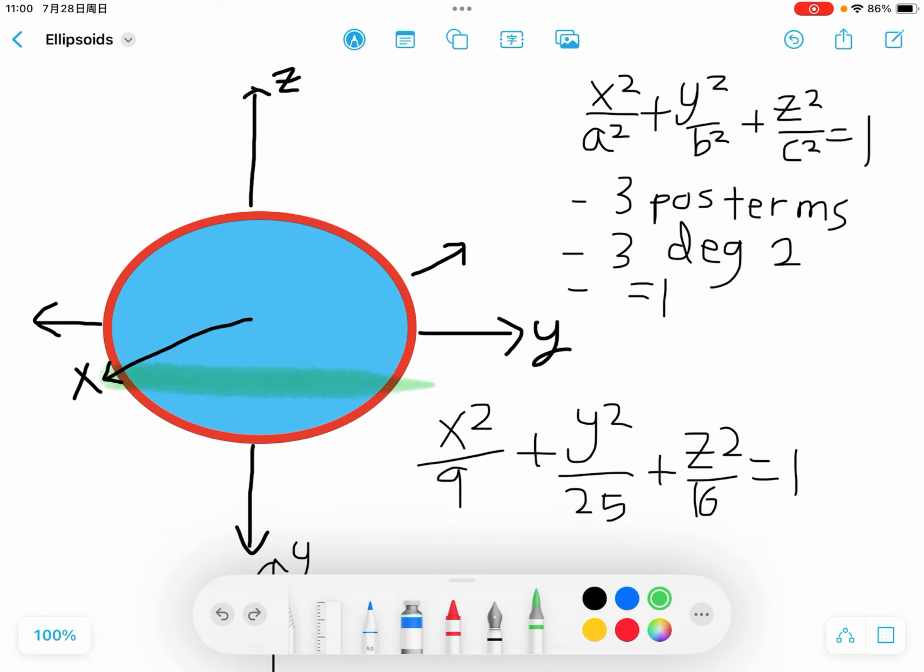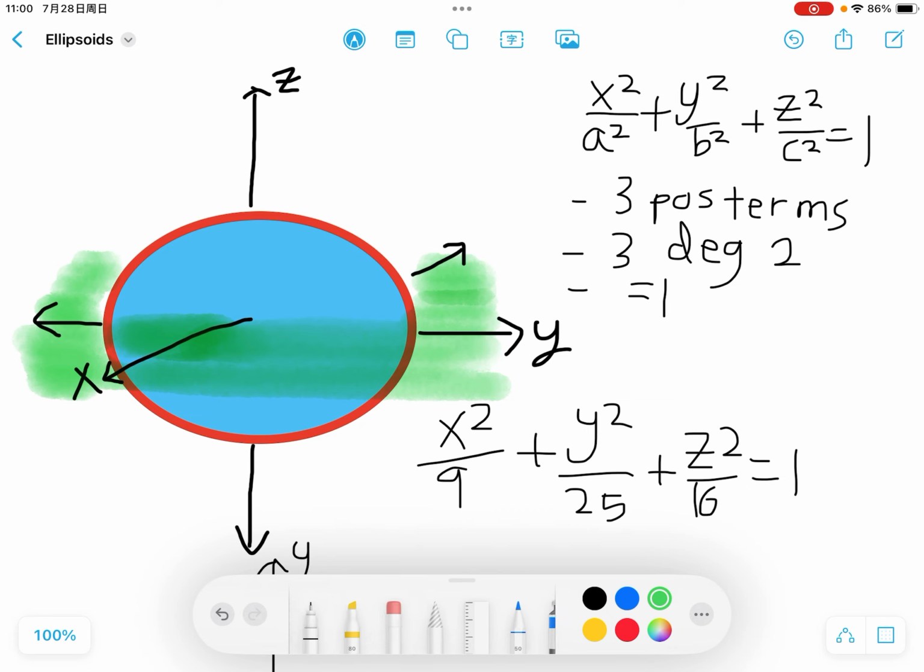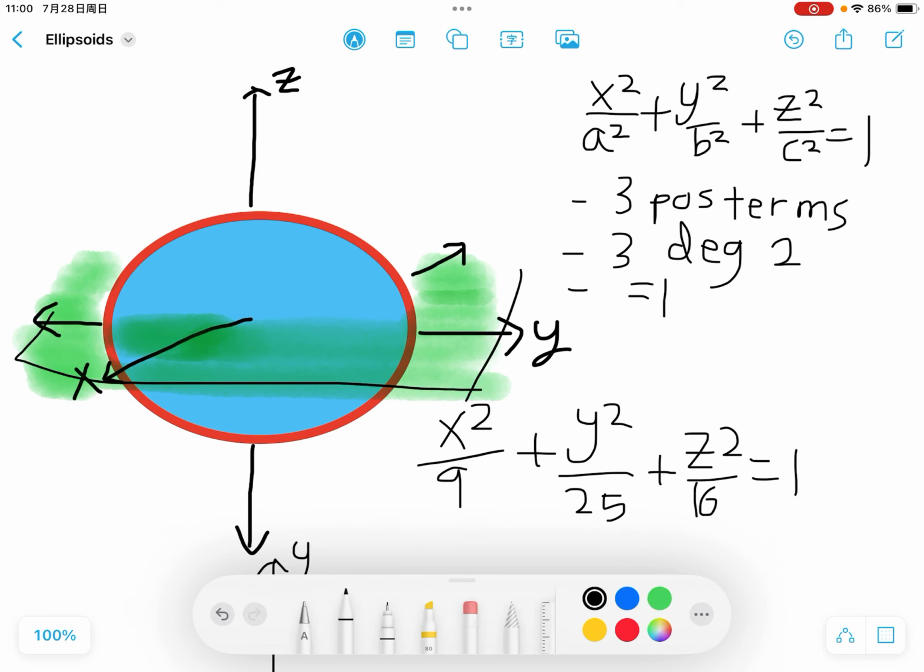So where's the xy plane? This plane here is the xy plane. It's basically our typical Cartesian coordinate plane. So when our graph passes through this plane here, we get an ellipse, right? So that's our xy trace.